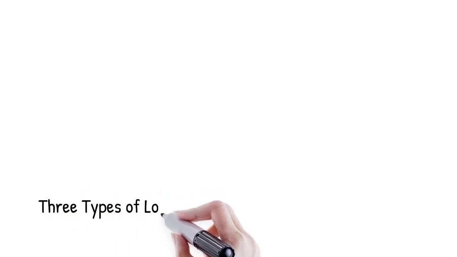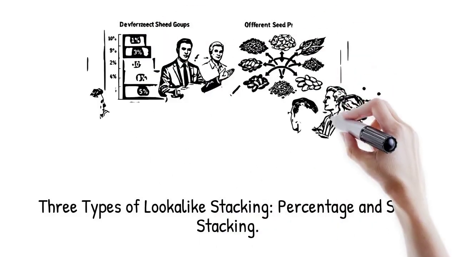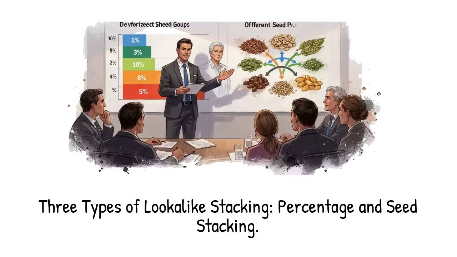The 3 types of lookalike stacking include percentage stacking, most common. Combine multiple percentages of the same seed. Example, 1% plus 2% plus 3% plus 5% purchasers LAL. This gives you a large, high-quality audience.